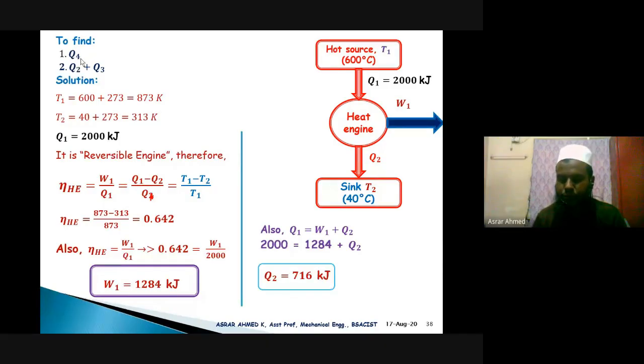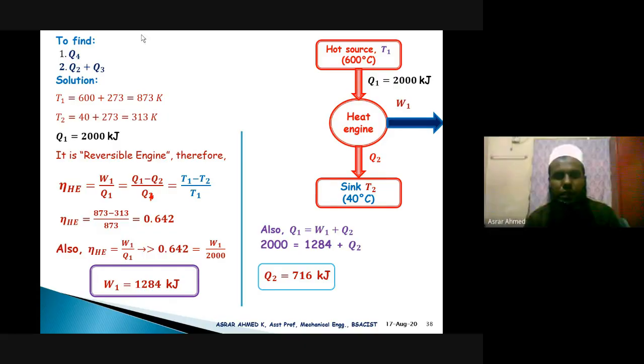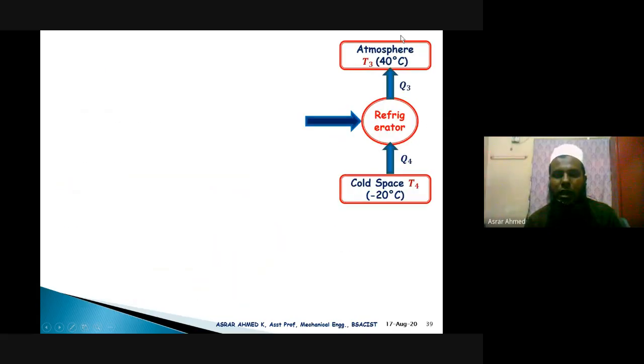Any clarification in this slide? Any doubt? No, sir. Okay, we shall proceed then. Now we are going to draw the refrigerator plant. So this is the half diagram of our problem. Okay, so we have the refrigerator.